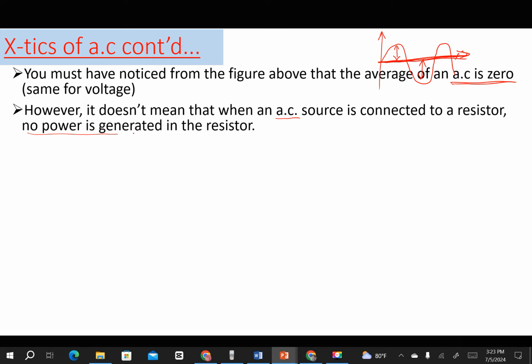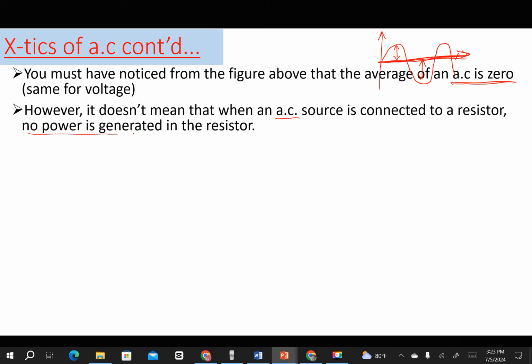So there is power generated even when the average current flowing through a given resistor is 0. So now the question is, where does the power come from? I want you to distinguish alternating current from DC.